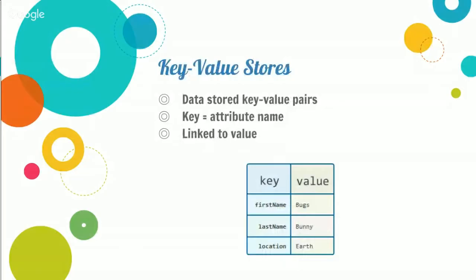For key value stores, data is stored in an associative array of key value pairs. The key is an attribute name, which is linked to a value. Well-known key value stores include Redis, Voldemort, which was developed by LinkedIn, and Dynamo, which was developed by Amazon.